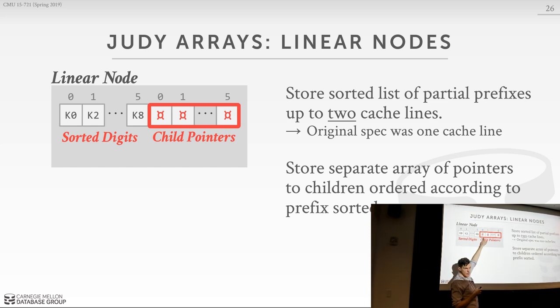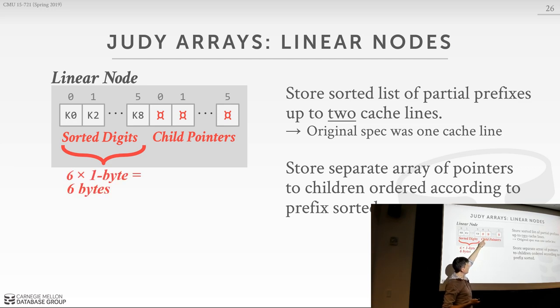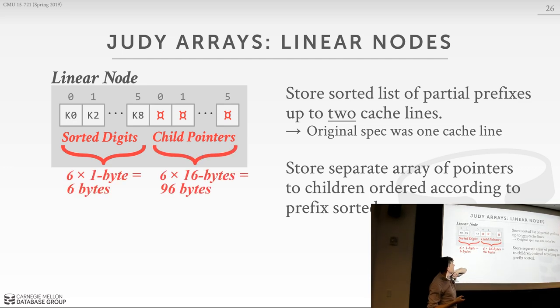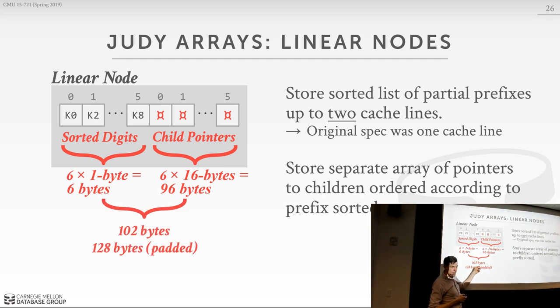So these should be double the regular pointer size. So if it was 32-bit addresses, then it was 64 bits. In our world now, though, these are going to be 128 bits. So I can store at most six digits on this side. Each digit is a single byte, so I have six bytes here. And then I can store six fat pointers here that are going to be 16 bytes, because a regular pointer is 8 bytes. So these are 96 bytes. So in total, I have 102 bytes.